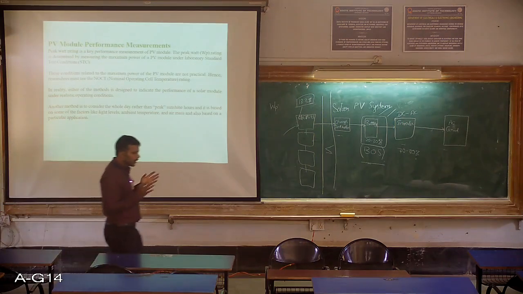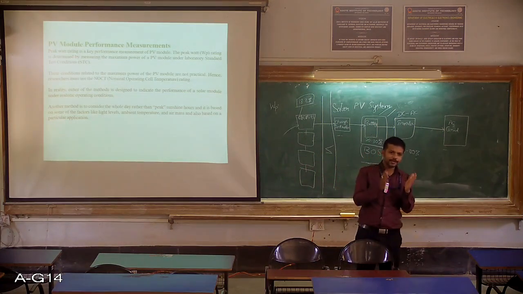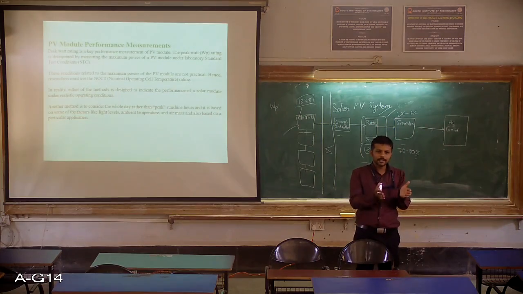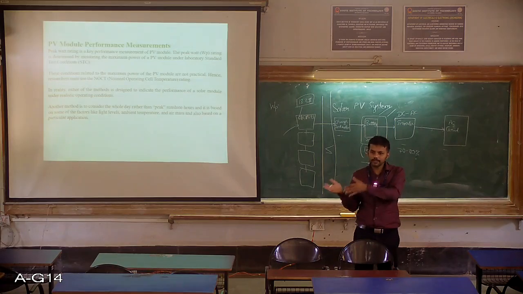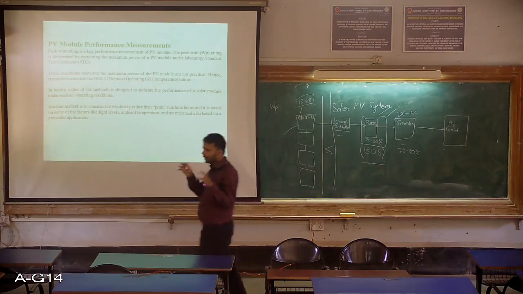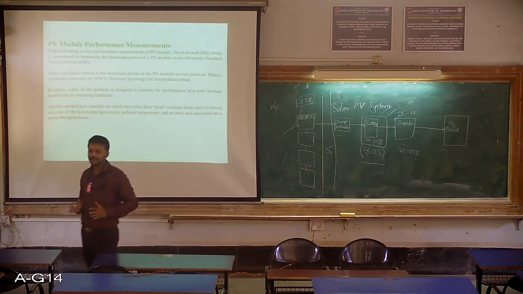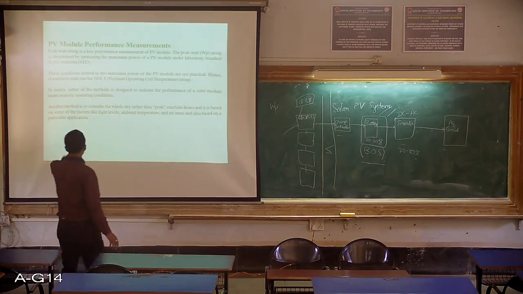So how do we find this out? We should keep the module in real conditions at some place, and then observe the entire day: how it performs during low sunshine, during high sunshine, during the evening, during cloudy time. We should consider all the different conditions along with the ambient temperature, and how much it produces is what we can consider as the performance. That is what is given here.